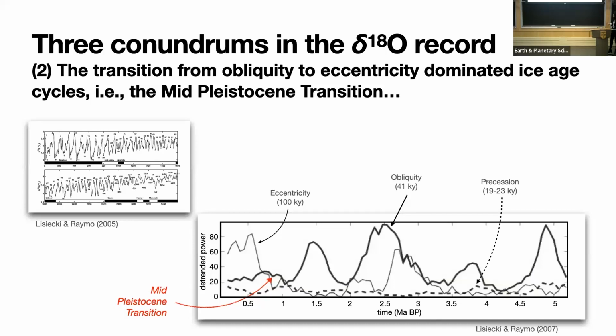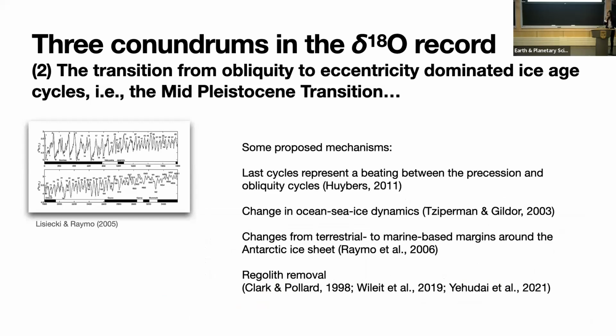Obliquity varies, but it's significant throughout this whole time. But the real change here is this amping up of the eccentricity cycle. And so around here is what we call the mid-Pleistocene transition. There have been several proposed mechanisms, from several people.